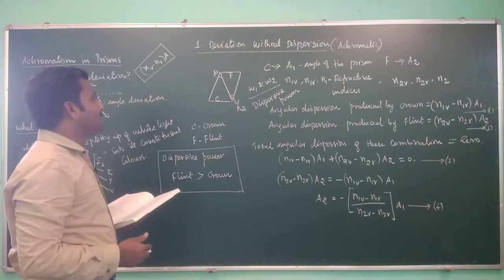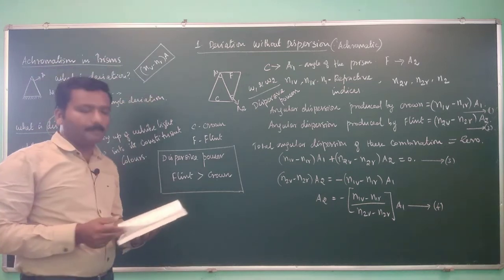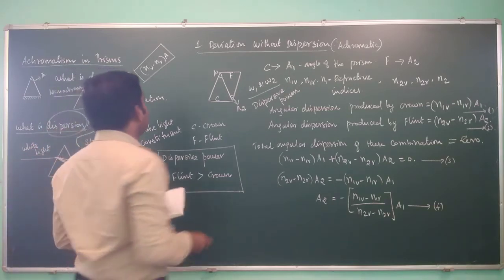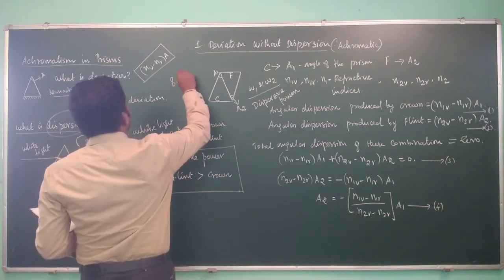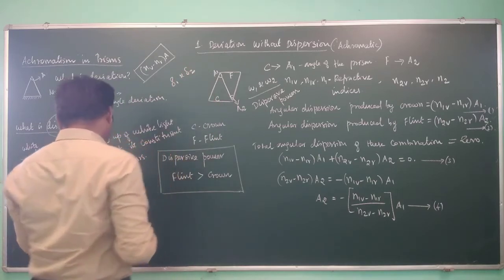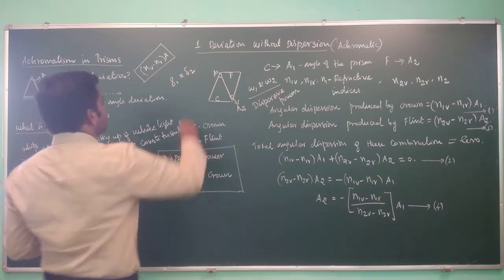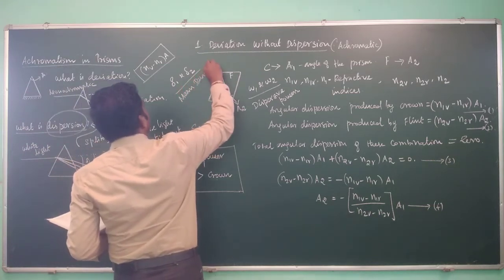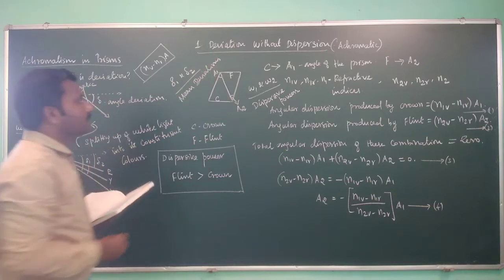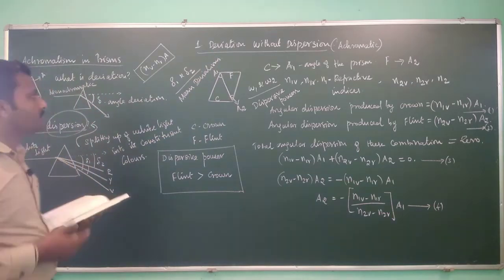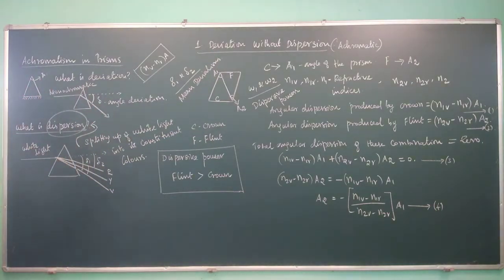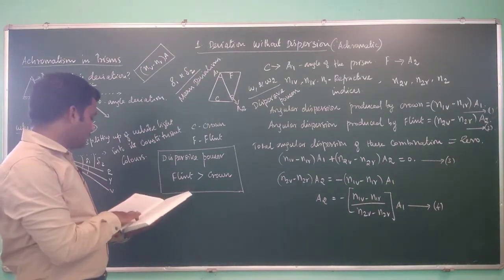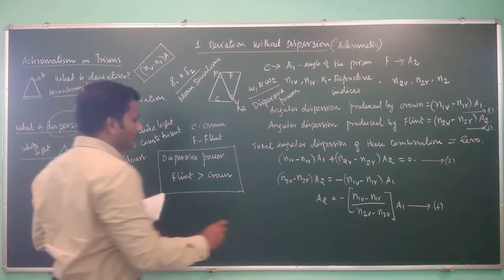Dispersive powers of crown is omega 1 and dispersive power of flint prism is omega 2, right? And let's write delta 1 and delta 2 are their mean deviations. Delta 1 and delta 2 are the mean deviations of crown and flint prisms, right? By keeping this, now we can write the equation for omega 1.